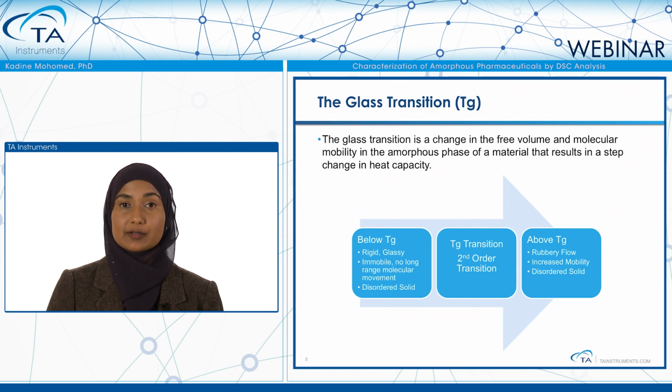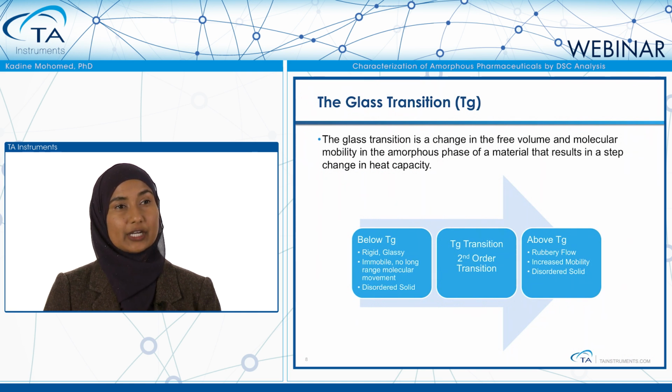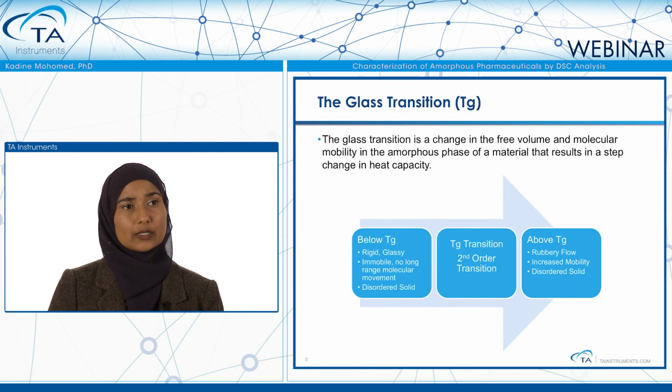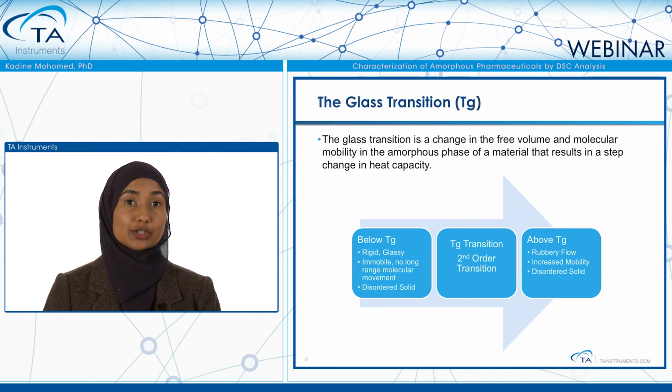The glass transition. So just a brief definition of the glass transition. What is the glass transition? It's a step change in the free volume and molecular mobility in the amorphous phase within a material, that results in the step change in heat capacity. So below the glass transition, the material is rigid and glassy. You have little to no long-range molecular mobility. You have a disordered solid. Going through the glass transition, which is a second-order transition, your material now goes into its rubbery flow. It has increased molecular mobility.